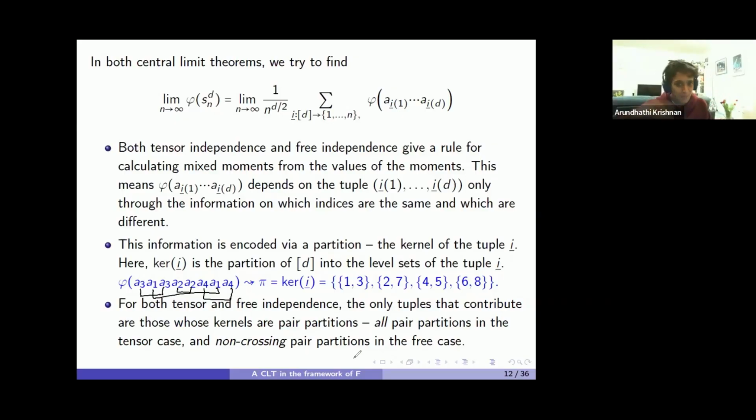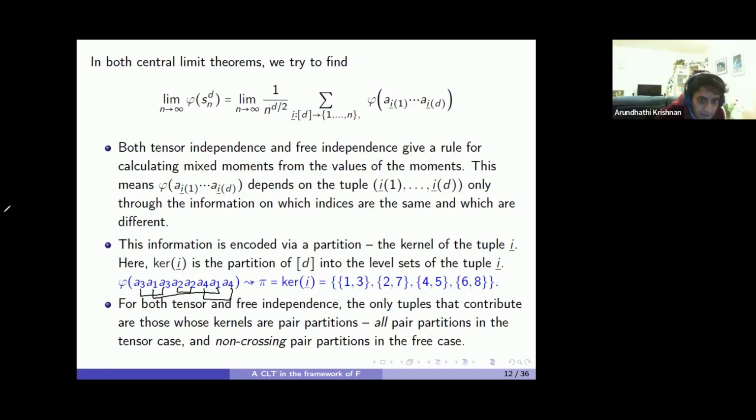So again, I keep going back to this book, but it's really a very nice book which goes through a proof of a general central limit theorem, which actually covers both the classical and the free cases. And it's only at the very end that it breaks into two portions, one to show that you need to count all pair partitions, and two to show that in the free case, you're only looking at non-crossing pair partitions.